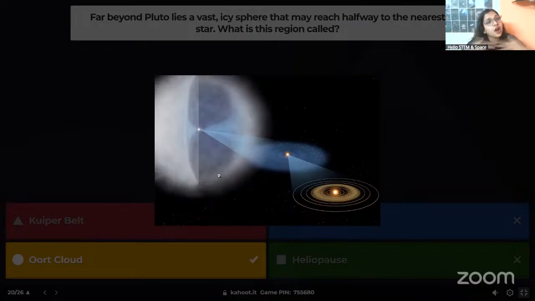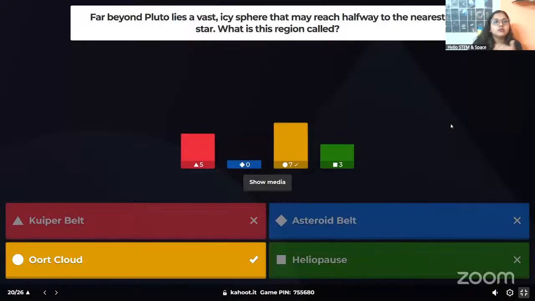So the Oort cloud is actually far beyond Pluto, and it's a sphere, not a flat disk. It's a sphere which covers our entire solar system. And this is, we can say, the birthplace of some of the comets. So yes, the correct answer was Oort cloud, not Kuiper belt.